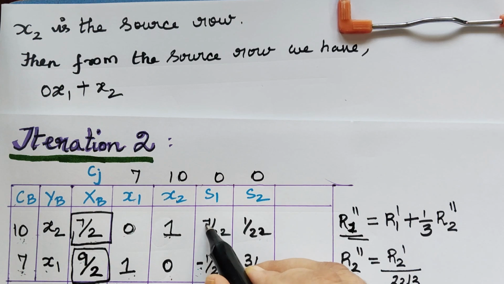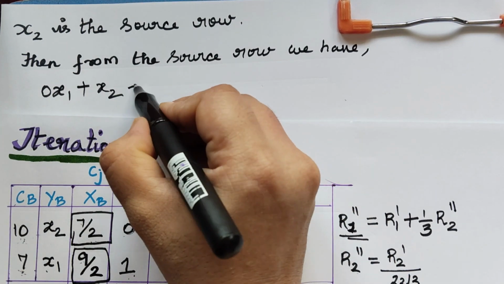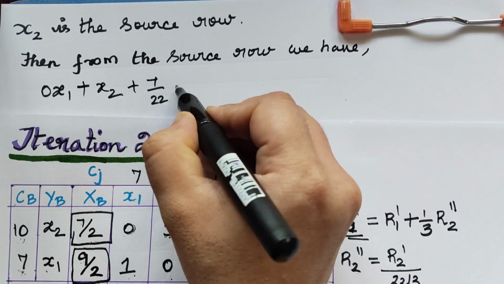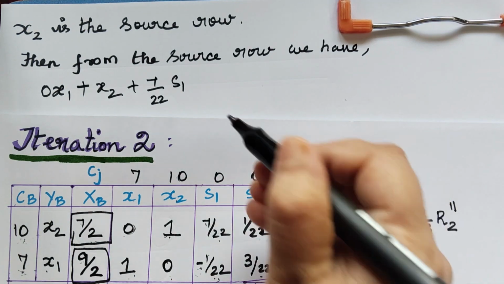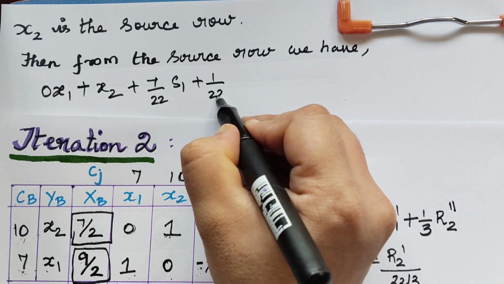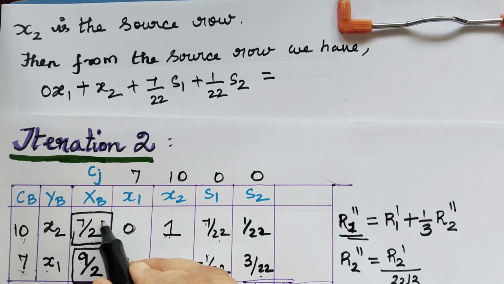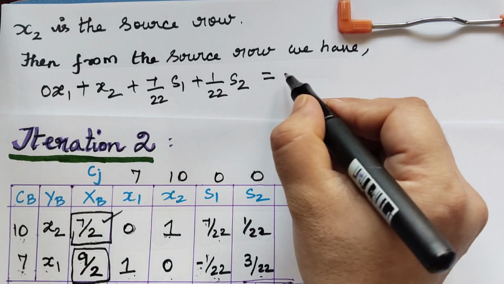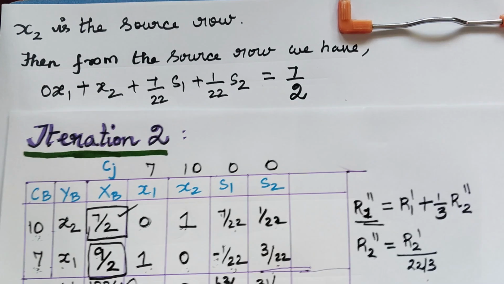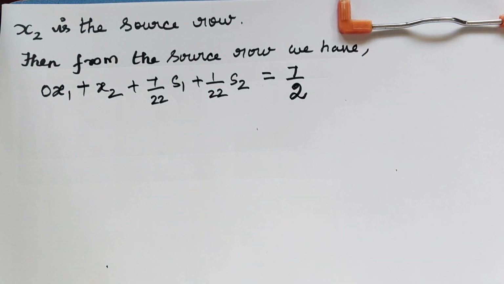And then plus 7 by 22 s1, plus 1 by 22 corresponding to s2, is equal to, so what will be the right hand side? It will be 7 by 2. Now using this, we are going to form a new constraint.